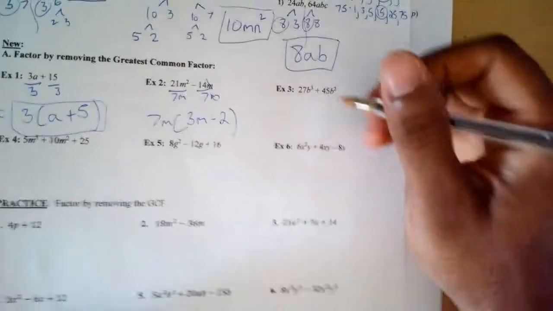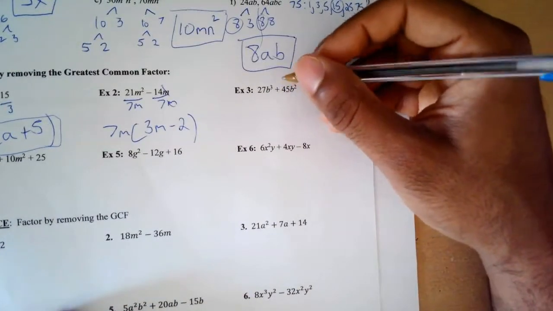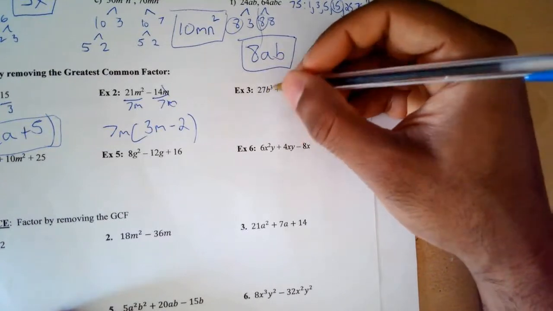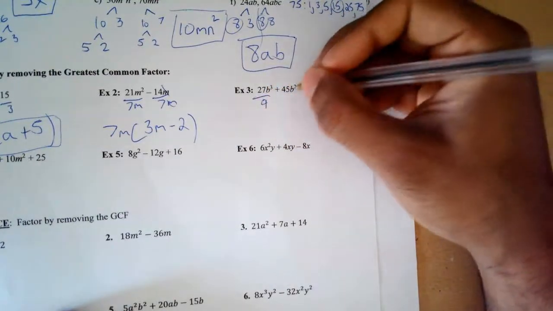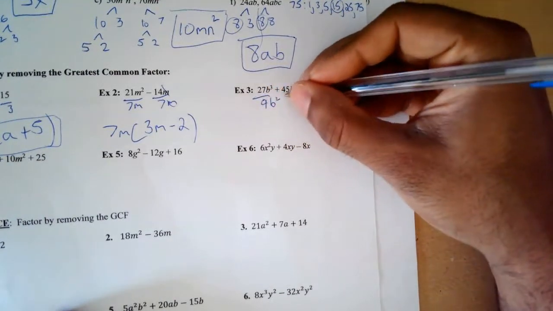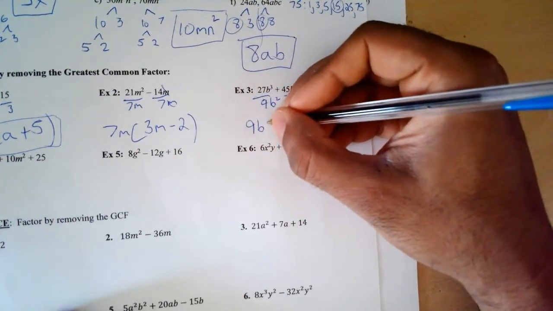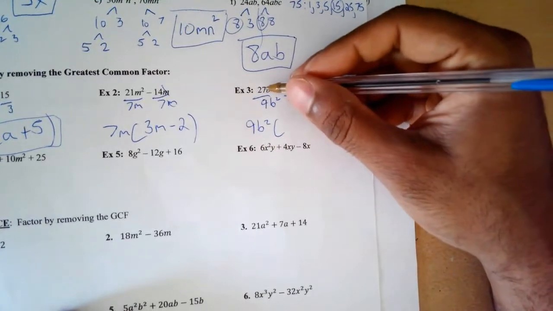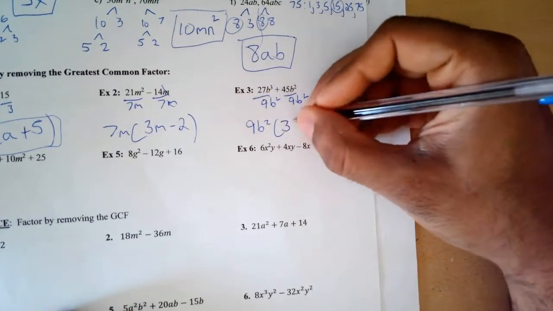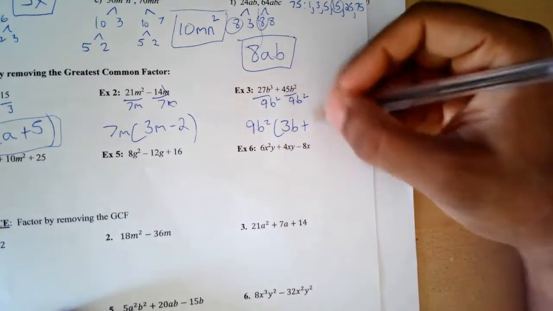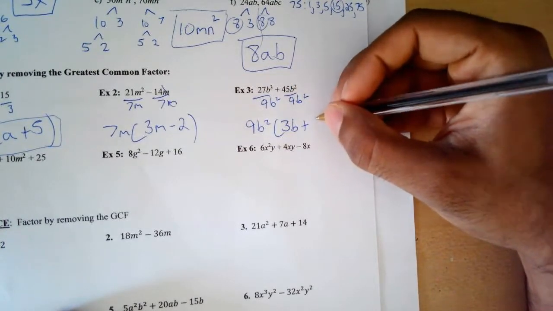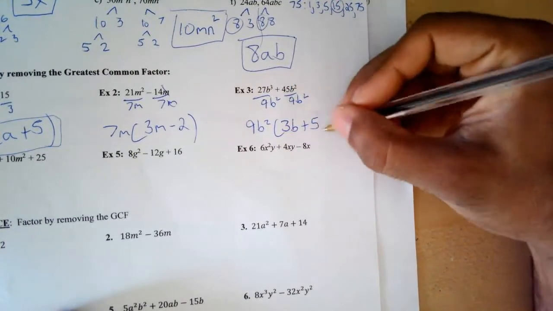Okay, let's look at this one. Here, what's the biggest number that goes into both? I can see 9, and both have b squared, or 2 b's in them. And then we can get 9b squared. And this is 9, 18, 27, 3b plus 5. Yeah, that's about it.